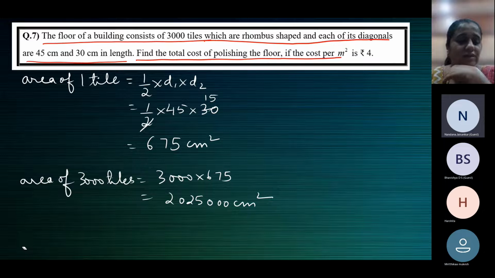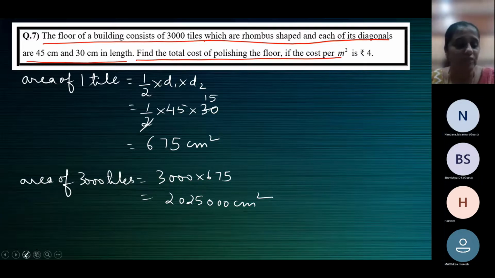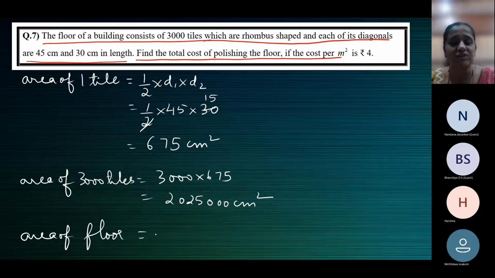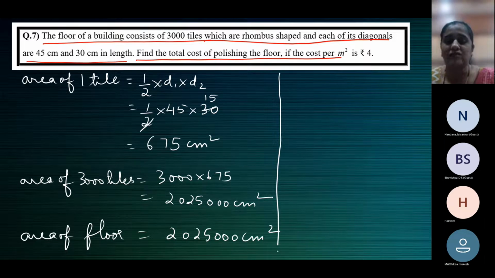What will be the area of the floor? The area of the 3000 tiles. Yes, so area of floor is equal to whatever is the area of the 3000 tiles. So 2025 followed by 3 zeros, centimeter square. Now the cost of polishing is given as rupees 4 per meter square. So let us convert this area from centimeter square to meter square.